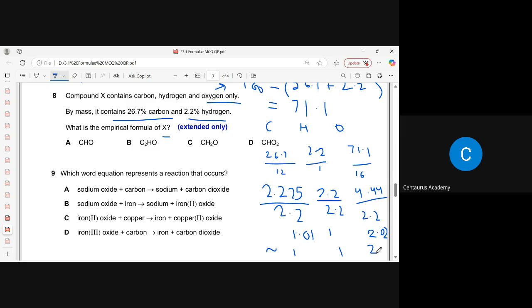As a result, what should be your answer in this case scenario? Should it be A, B, C, or D? According to these ratios, the answer should be D. So we're going to go with option D, which is CHO2. Which word equation represents a reaction that occurs?